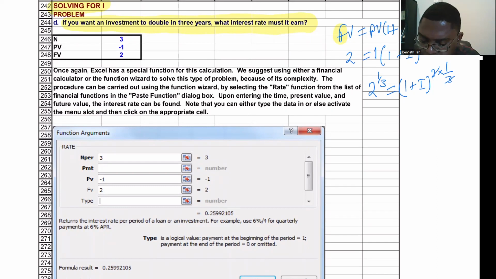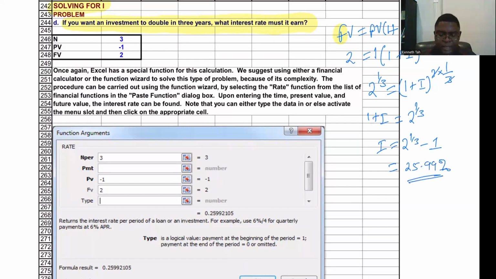So if I do that, I can proceed to making I stand on its own. So I have 1 plus interest is equivalent to 2 to the power 1 on 3. So I is 2 to the power 1 on 3 minus 1. If I work that out, I will end up with 25.99%. So that is the interest rate, 25.99%.